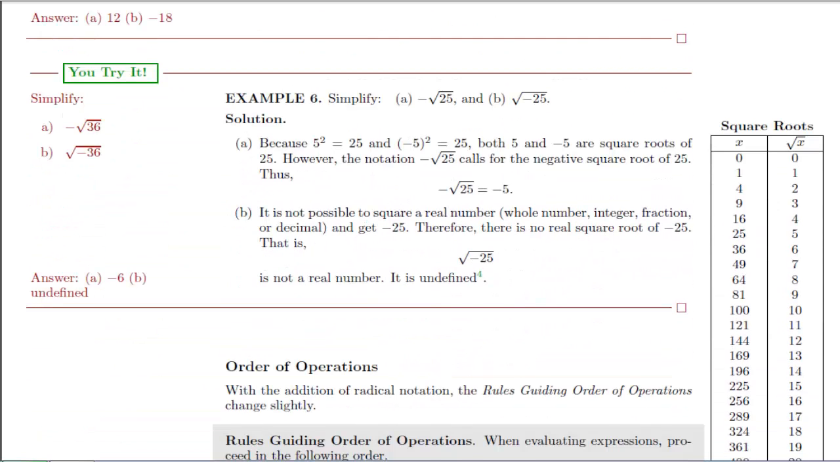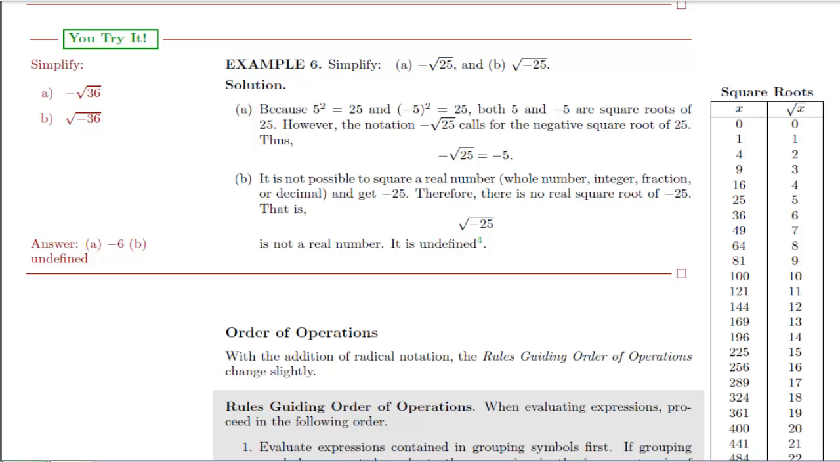Example 6. Simplify a, the negative square root of 25. Because 5 squared equals 25 and negative 5 squared equals 25, both 5 and negative 5 are square roots of 25. However, the notation negative square root of 25 calls for the negative square root of 25, thus the negative square root of 25 equals negative 5.